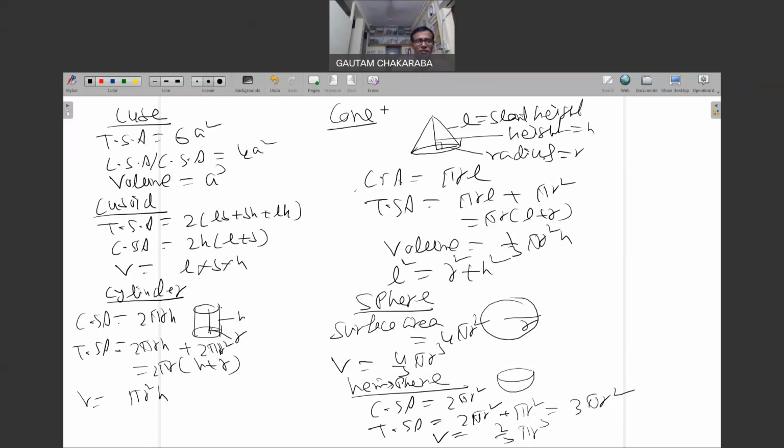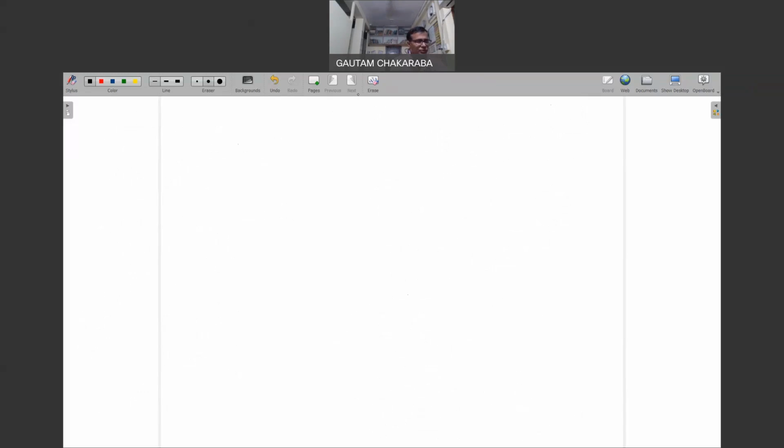Okay, now I start from the NCERT textbook, 13.1. I will not write each and every question, because you can open your textbook and solve them. Now exercise 13.1.